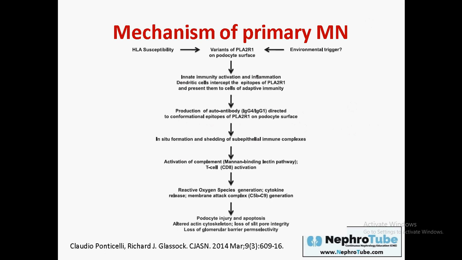To cut it short, what is the mechanism of primary membranous nephropathy? We have different points. The first is that there is a native antigen on the podocyte, which is mainly the phospholipase A2 receptor antigen, PLA2R, and in some other conditions, in about 30%, it is another antigen other than the phospholipase A2 receptor that I mentioned before. The second point is an autoantibody, which is mainly of IgG type. Then there is formation of subepithelial immune complexes that will activate T cells and the membrane attack complex.